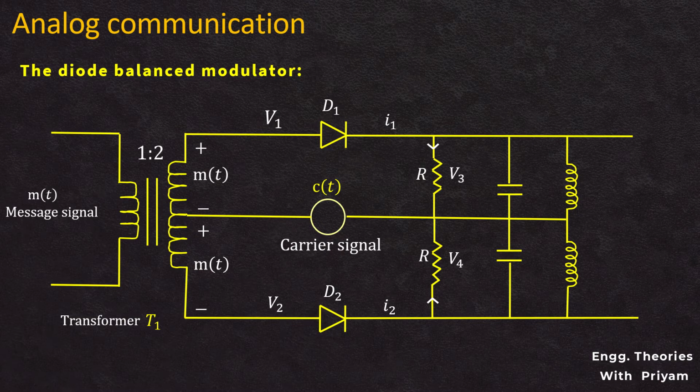As the currents are opposite to each other, the net voltage V0 across the LC bandpass filter is the subtraction of the voltages V3 and V4. The net voltage V0 contains two sidebands and a modulating signal term. Due to the LC bandpass filter, this modulating signal term will be eliminated and the two sidebands will be allowed to pass through, and finally we will get the DSB-SC modulated signal at the output.